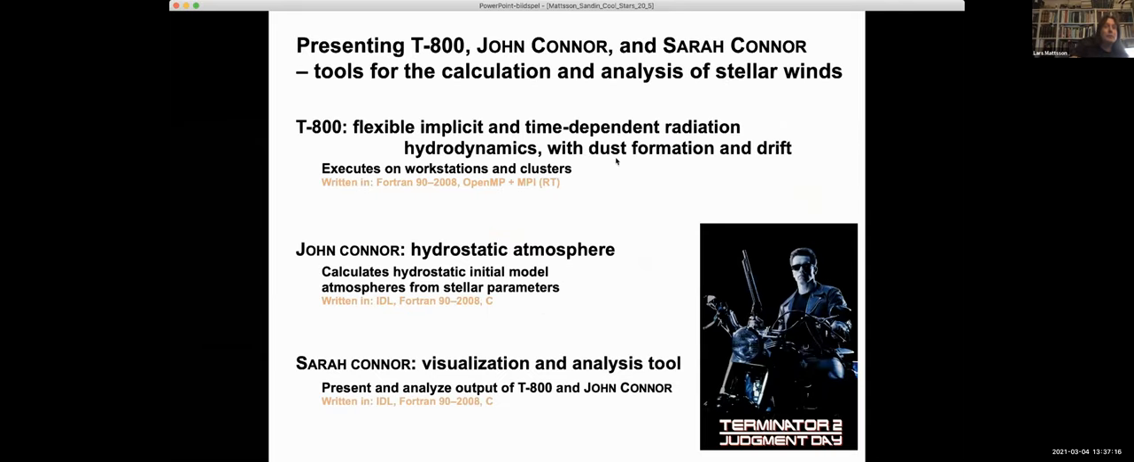So then let me present the Terminator code, or the T800 as we call it. I'm not going to explain why we have named it this way. It's a long story, but it's basically three components. One is the actual simulation code, and one part is for creating hydrostatic atmospheres to start from. And then there is a rather advanced visualization and analysis tool. And all these three components are hopefully going to be available to the community at some point, but they are not available right now, unfortunately.